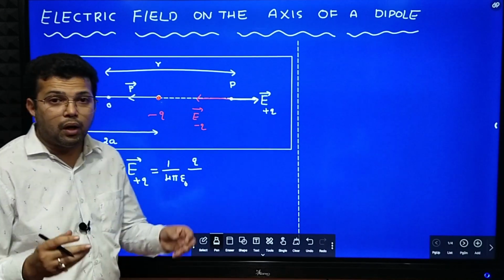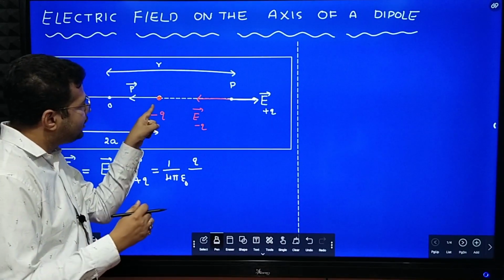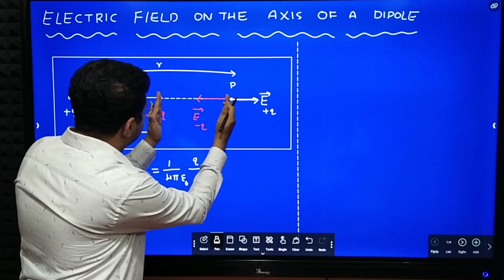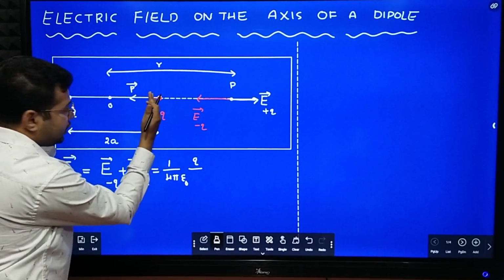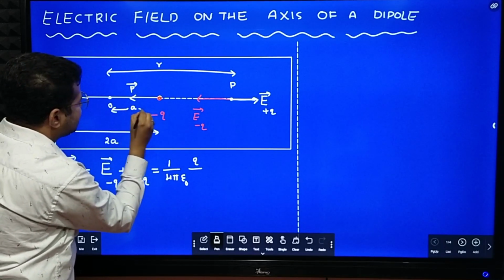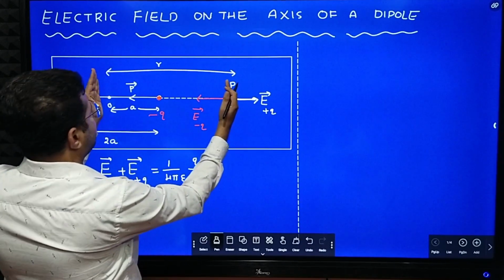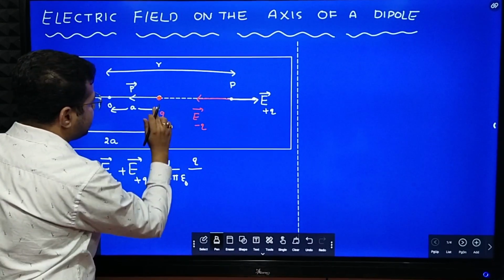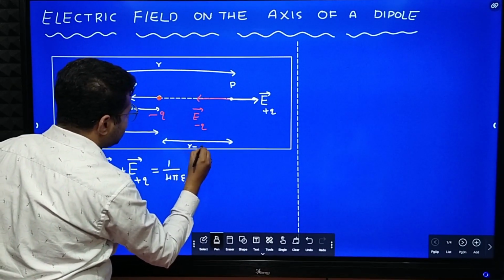What is r? r is the distance between the charge and the point where we are calculating electric field. Now we are calculating electric field due to minus q. What is the distance between minus q and the point? This distance is equal to r minus a, because if the length of the dipole is 2a, then length of this portion is a. So this distance is r minus a. Distance between minus q and point P is r minus a.